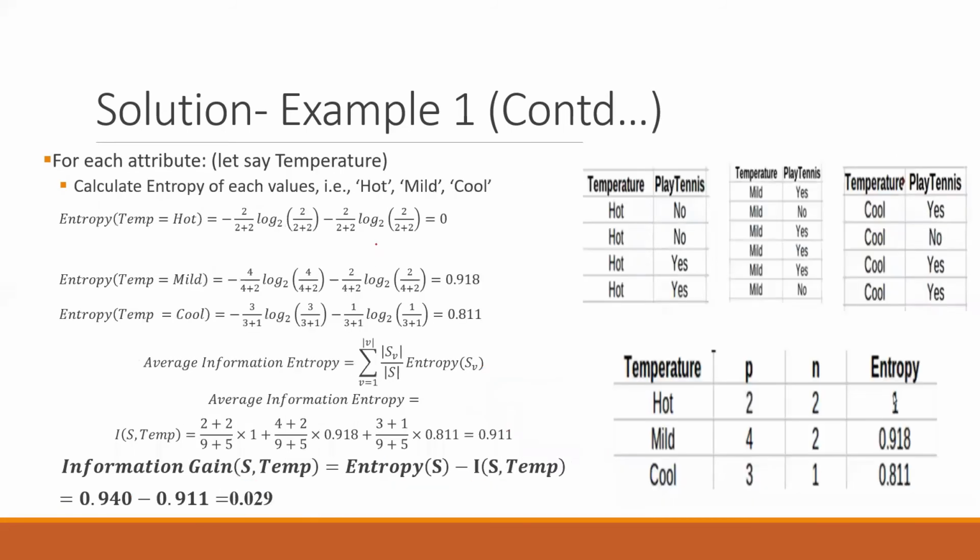Similarly, if you do it for temperature, temperature again has 3 classes: hot, mild, and cool. For all of them, we have made this table and calculated the entropies. The average entropy comes out to be 0.911. So the information gain for temperature is coming out to be 0.029.